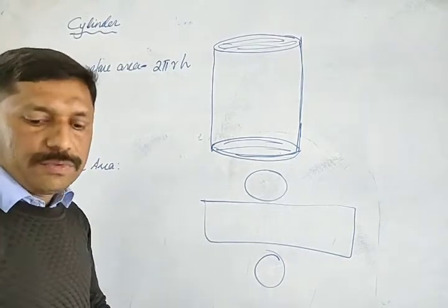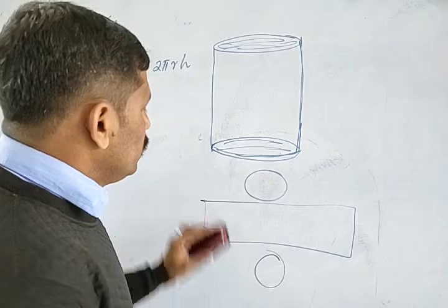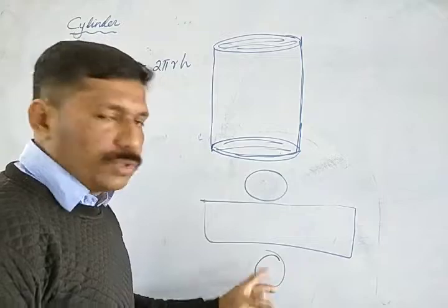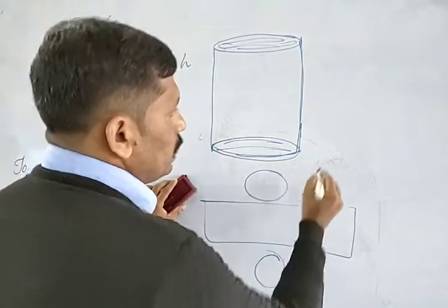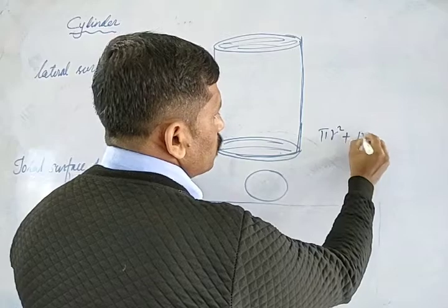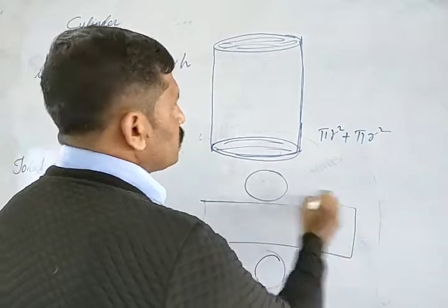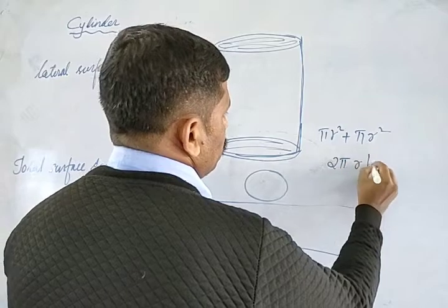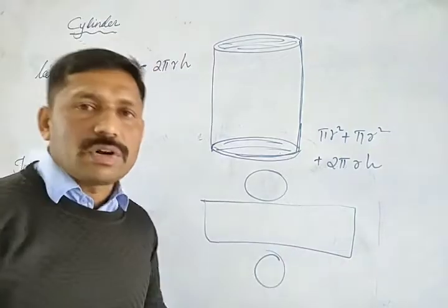2 pi r h. Now, what is the total surface area that we see? The total surface area includes the area of the top side and bottom side. That means 2 circles. Area of circle is pi r square, here also pi r square. That means pi r square plus pi r square. Why? Upside area, downside area pi r square, and then plus the curved surface area 2 pi r h. If we add all these things, then we get the total surface area of a cylinder.